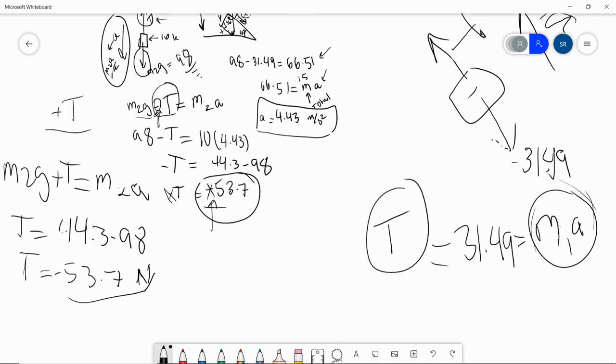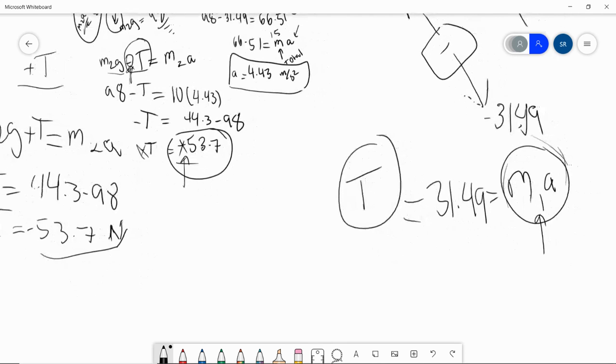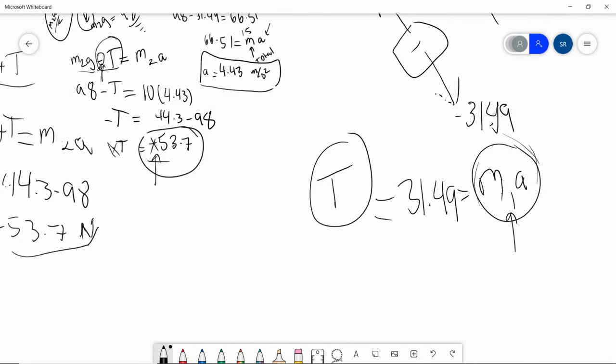Now watch what's going to happen. I could evaluate this right now. I know mass 1 to be 5, and I know the net acceleration to be the 4.43. So M1 is 5 times 4.43. I go ahead, that's 22.15. That's good stuff. That's going to be in newtons as well.